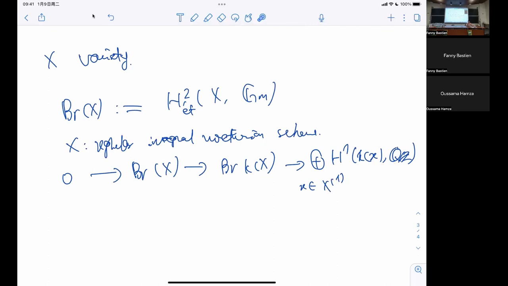Yes, question? What's the module of the n? Oh yes, it's Q over Z.